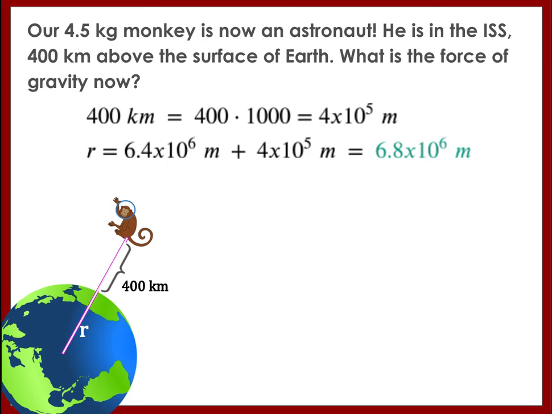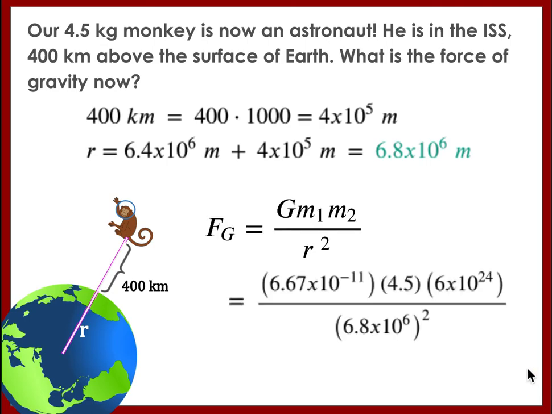And we basically do the same thing we did before. It's just changing this value of R. It's still the same masses. It's just the distance between them is now bigger, so we expect the force of gravity to be smaller. And so the monkey, instead of having a weight of 44 newtons, at this location, it would only be 38.9 newtons.